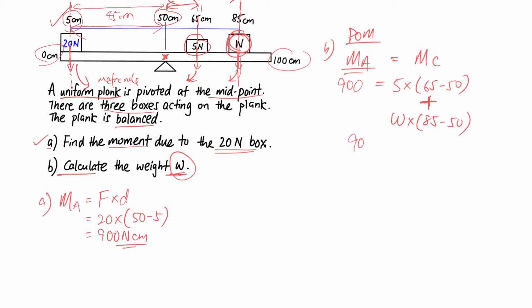So this 900 is equal to 75 plus 35 W, and then you can solve for your W, which is 23.57, and let's round off to 2 sig fig, 24 Newton. So this W will be 24 Newton in order to balance the whole rod, the meter rule.